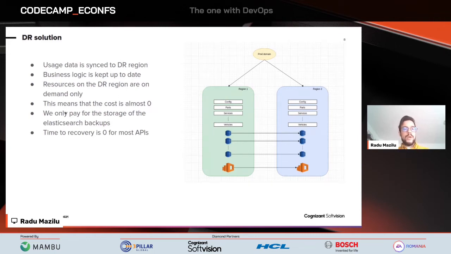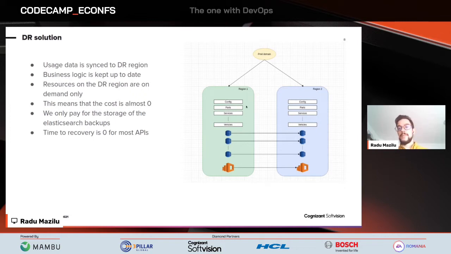That's why the cost is almost zero. Right? So for both Lambda and DynamoDB, you pay only what you use. And of course, we pay for the storage. You can't make it really zero. It's almost zero cost. And the time to recovery is zero for most APIs.